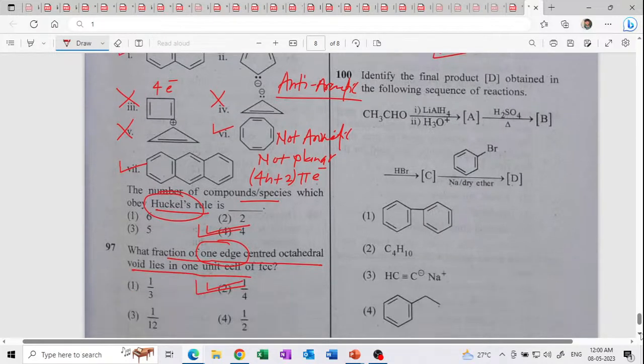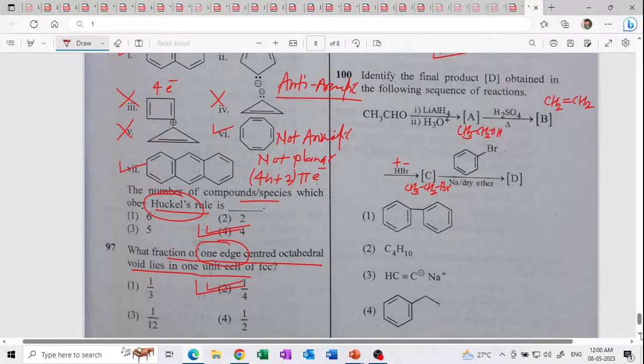Next question: identify the final product in the following reaction. So acetaldehyde with lithium aluminum hydride. So A is the alcohol, CH3CH2OH. So A is the alcohol and H2SO4 with heating. So B is the ethene, a dehydration reaction, ethene, and plus HBr. So this is CH3CH2Br, ethyl bromide, H plus Br minus, and then ethene.